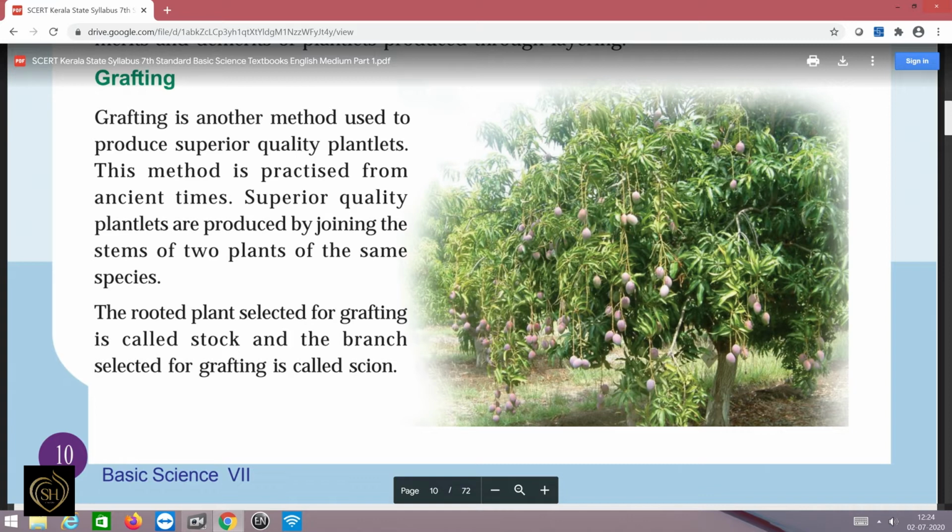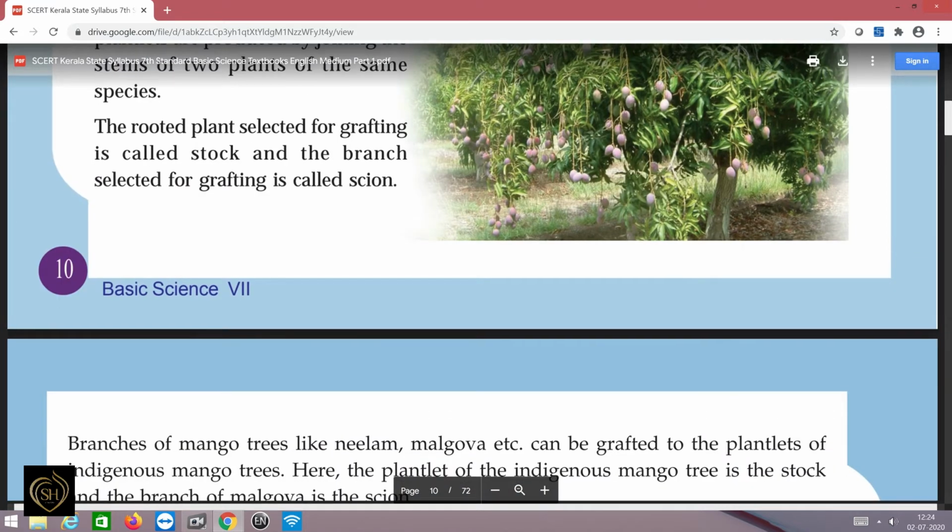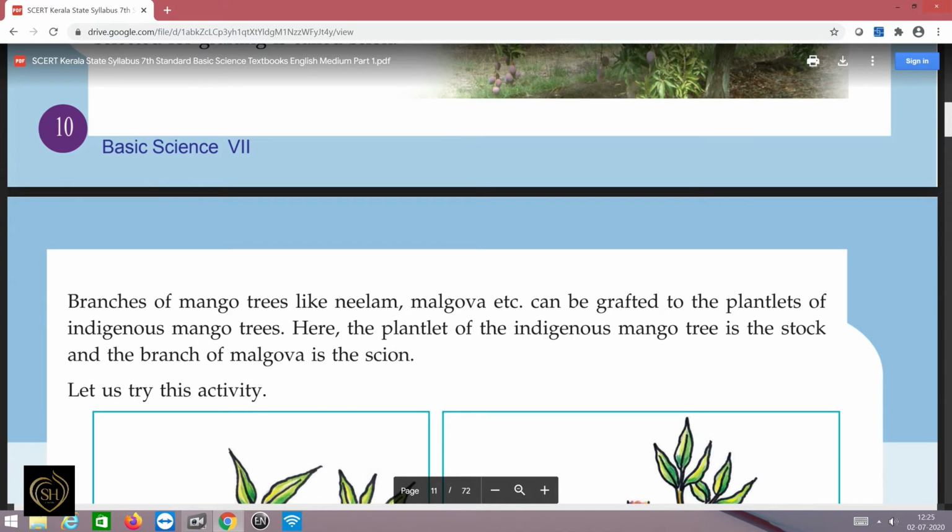The superior quality branch we are selecting for grafting is called scion. The rooted plant selected for grafting is called stalk. Usually we do this grafting in mango trees like Neelam, Malgova, etc. These are all superior quality mango trees, so we select Neelam and Malgova as scion.